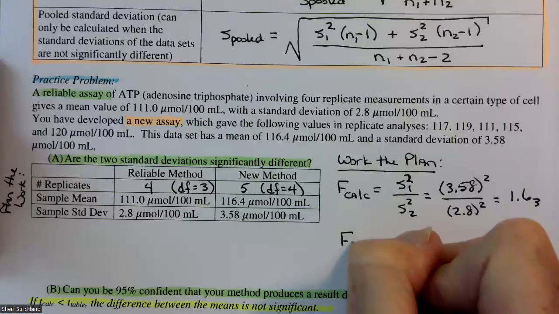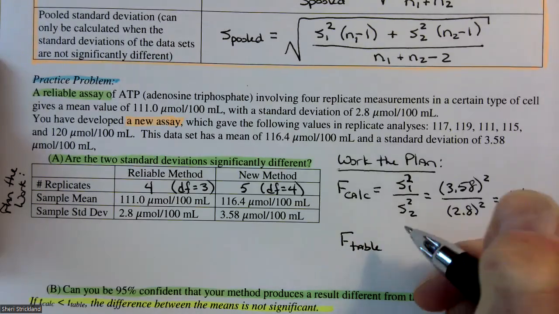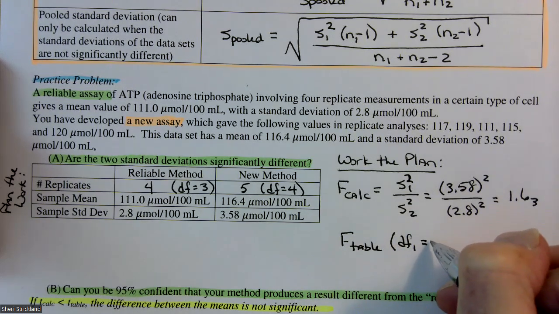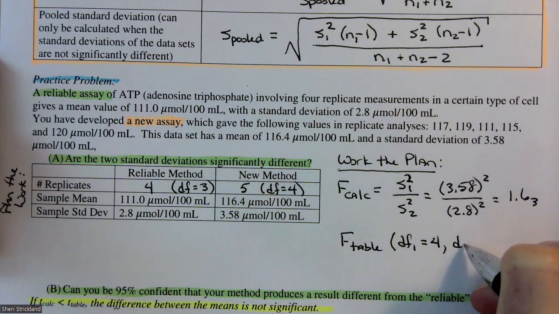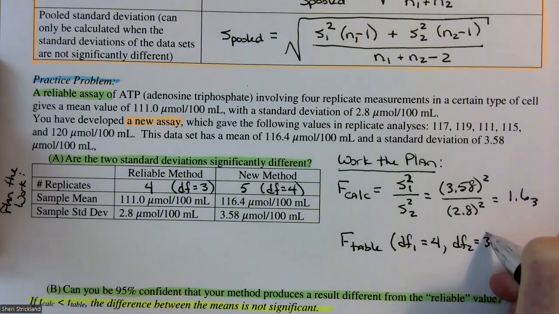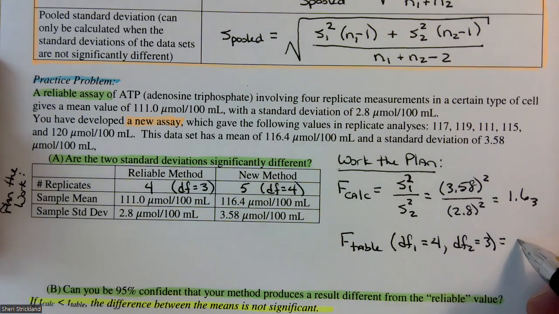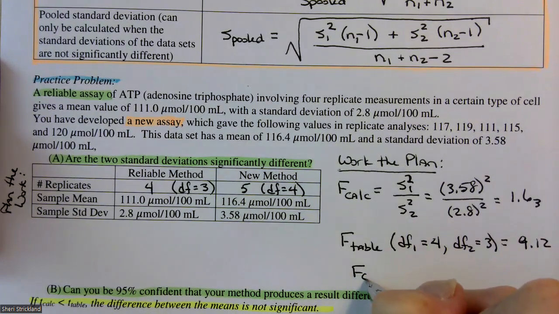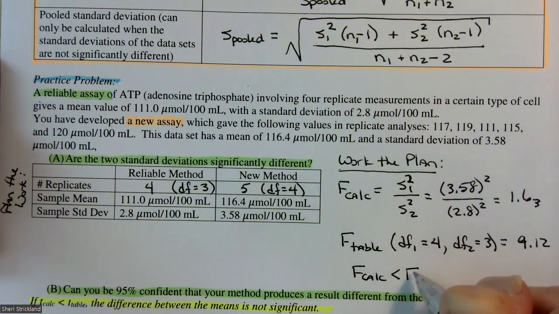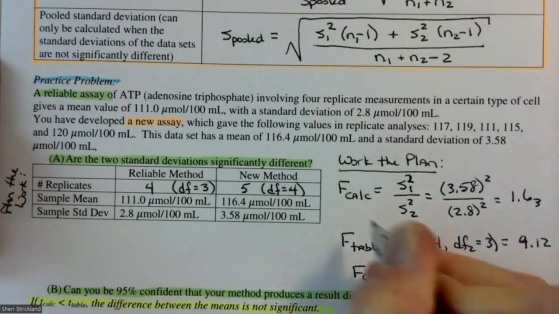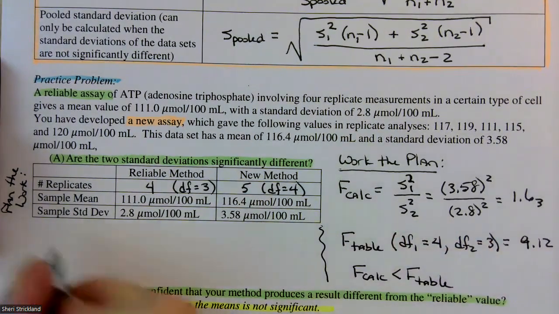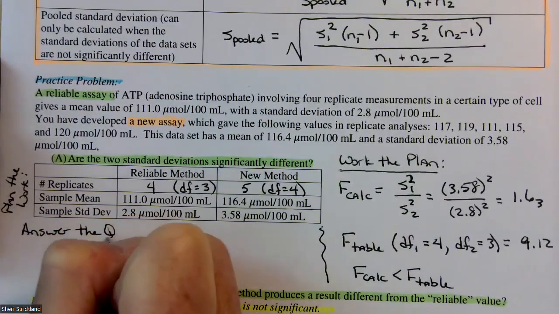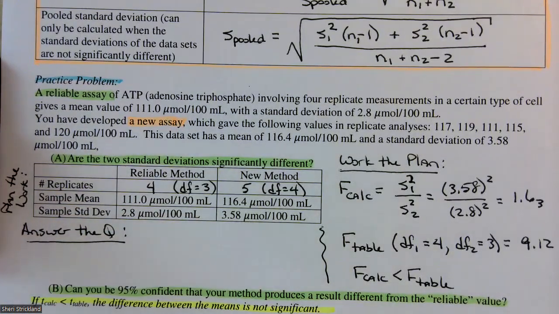If you look up the reference value in the table for degrees of freedom of 1 and then 3, you get a value of 9.12. So you can see that the calculated value is less than the table value. So I want you to write me a sentence. Answer the question. Pause the video, write a sentence, and come on back.